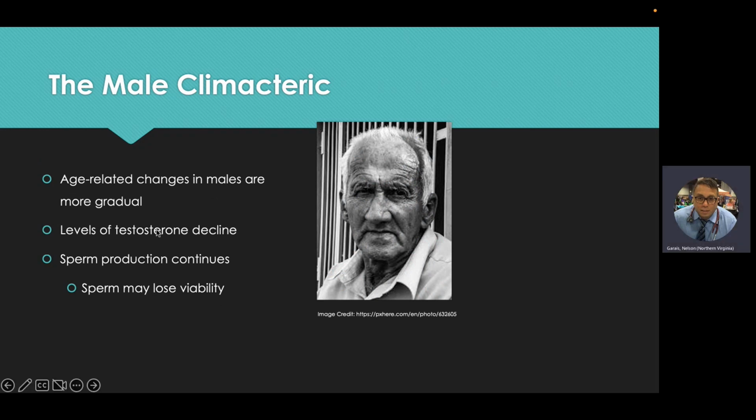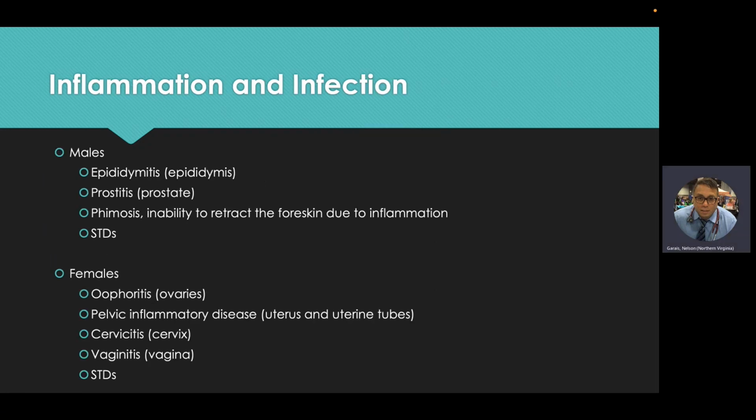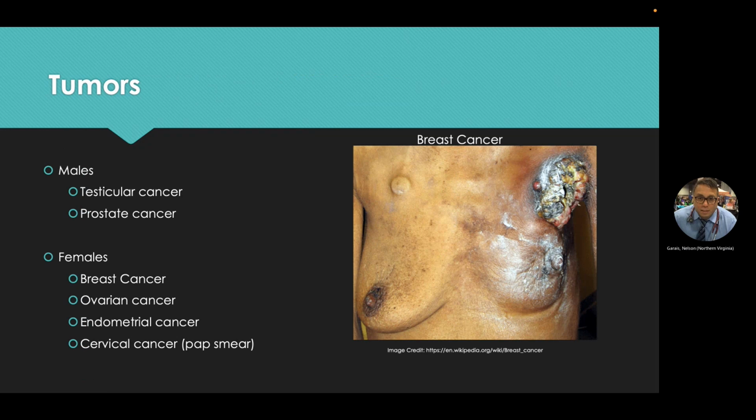Male climacteric is also known as low T or low testosterone levels. Just to know. Here's some inflammation, infection, and we're anatomy and physiology, so the pathologies aren't as important to us. Tumors, that's extra nasty right there. And you can see how it's spread here to the axillary area. That's why you also have to check your lymph nodes in the axillary area as well.